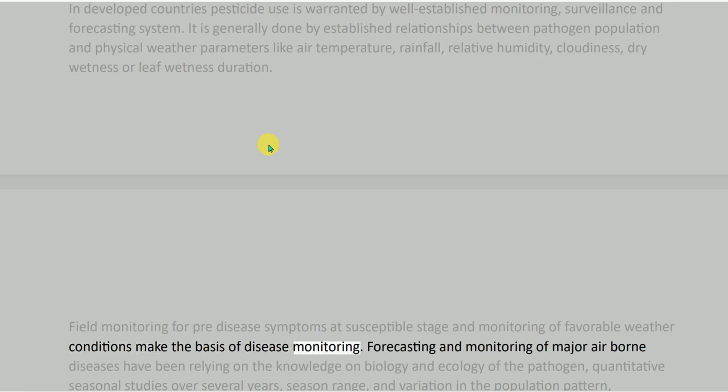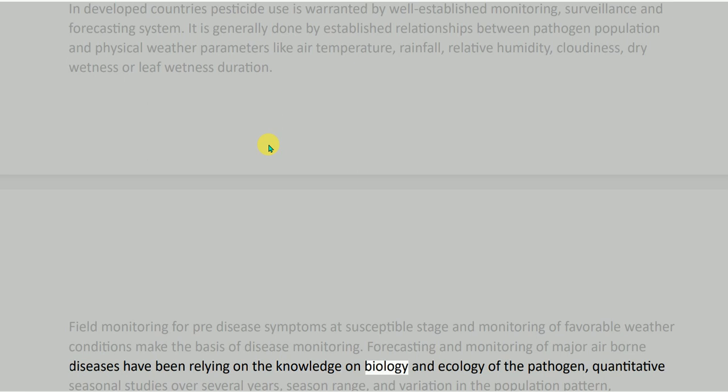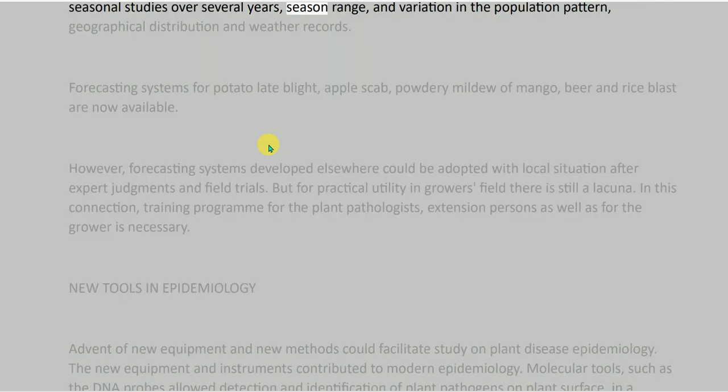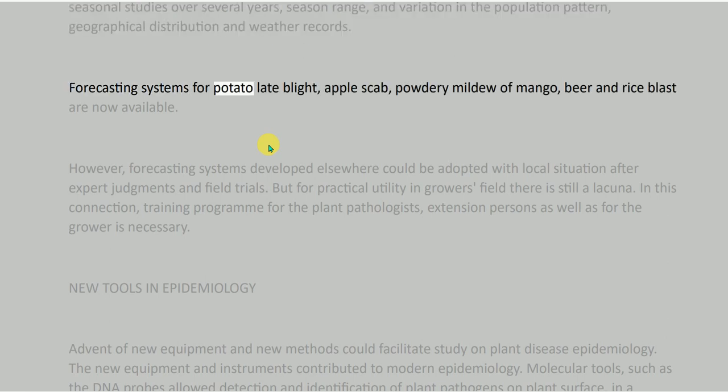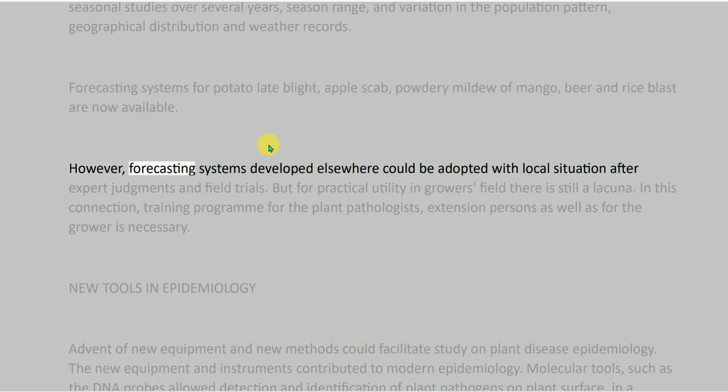Forecasting and monitoring of major airborne diseases have been relying on the knowledge of biology and ecology of the pathogen, quantitative seasonal studies over several years, season range, and variation in the population pattern, geographical distribution and weather records. Forecasting systems for potato late blight, apple scab, powdery mildew of mango, and rice blast are now available. However, forecasting systems developed elsewhere could be adopted for the local situation after expert judgments and field trials.